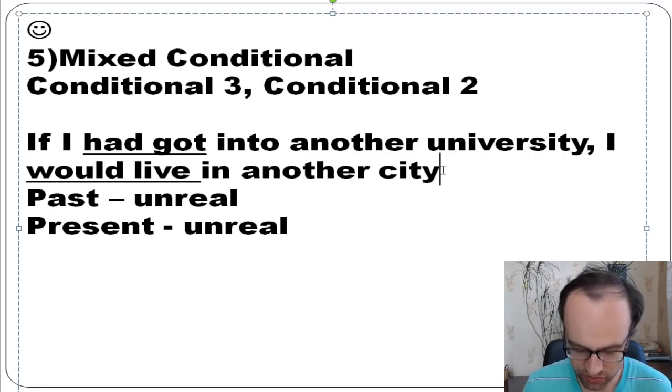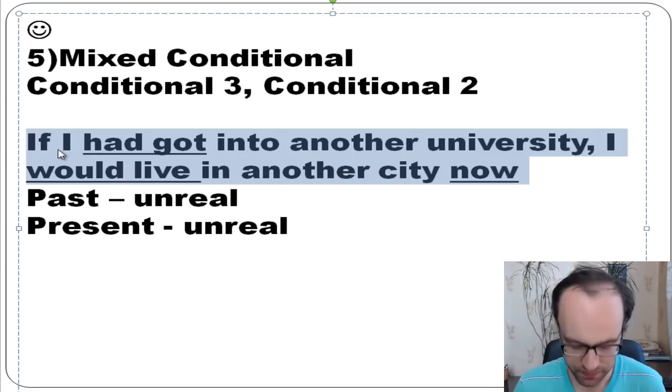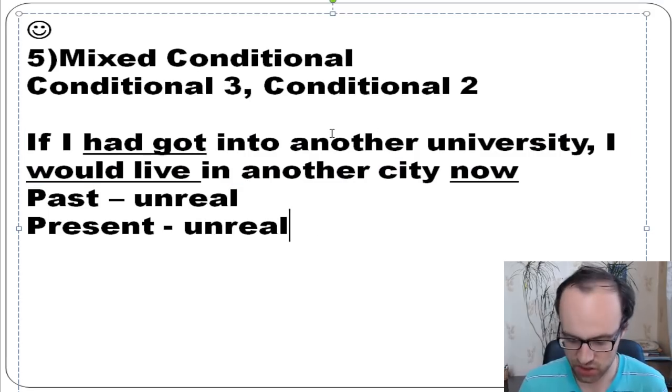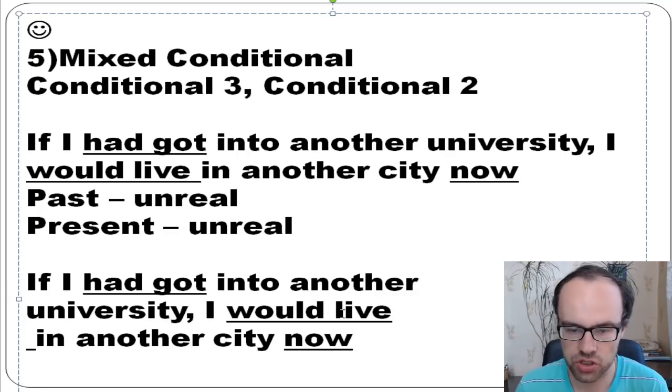Yeah, so you can also use now. For example, I would live in another city now. Look, you see that I would live in another city now, so it's about the present. And if it's unreal, about the present, you need to use would plus live. So you see, we use the second conditional because of now, but let me give you one more situation.